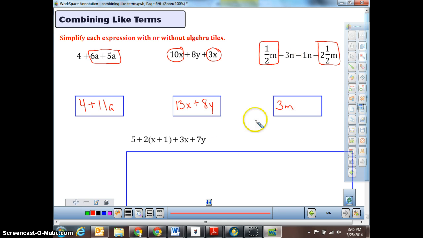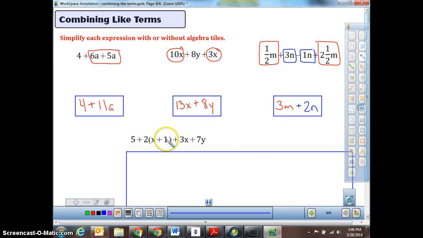And then I happen to have, I'm going to change my color here so we can see the difference. I have 3n minus 1n. So if I have 3 n's and I take away 1, I still have 2 n's. So 3m plus 2n.